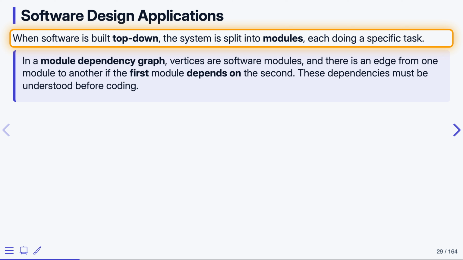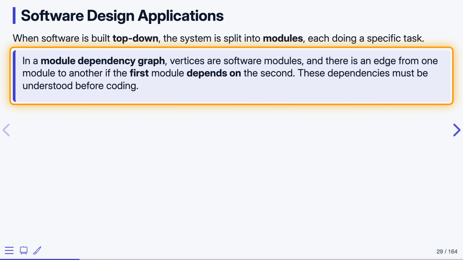Now we look at software design. When we build a program from the top down, we split it into modules. Each module does one job. A module dependency graph shows how these modules rely on each other. Each dot is a module. We draw an arrow from one module to a second module when the first module depends on the second. So the arrow points from a module to the thing it needs. We must understand these arrows before we write any single line of code.